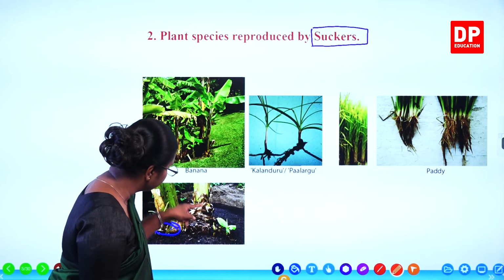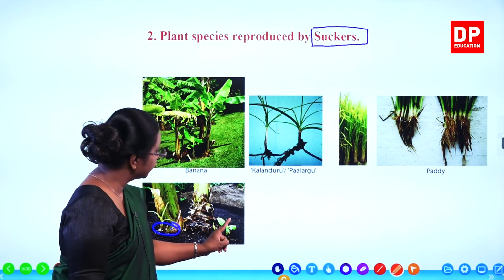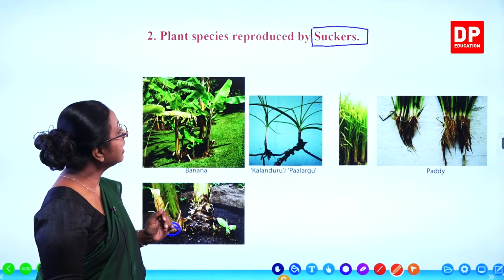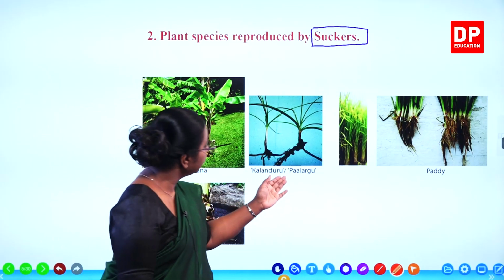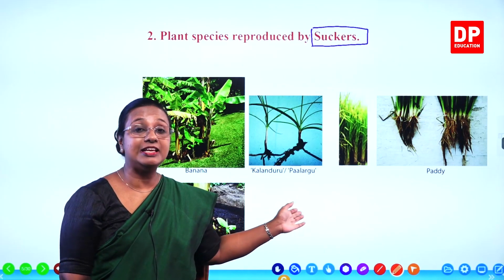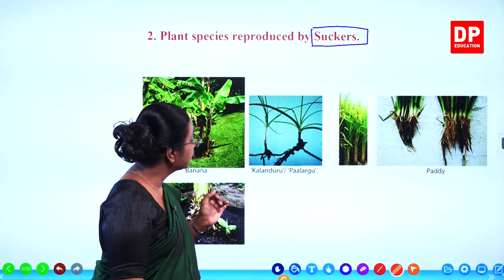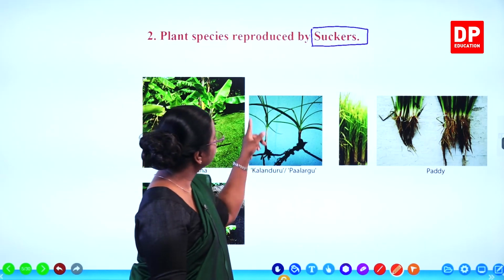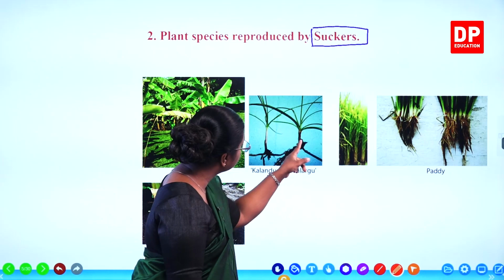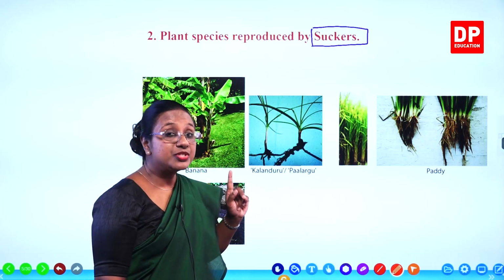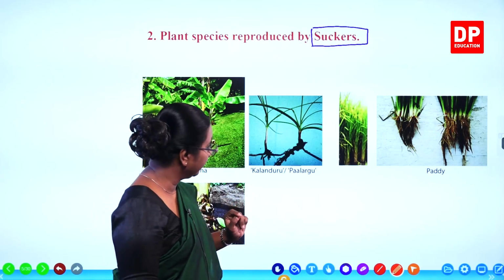Here also you can see from this stem suckers coming out and forming the new plant. Another example, Kalanduru or Palaragu. Again these are all the native names. Sinhala name is Kalanduru and Palaragu is the Tamil name. So here you can see even these are the suckers that reproduce. So stems that are propagative.